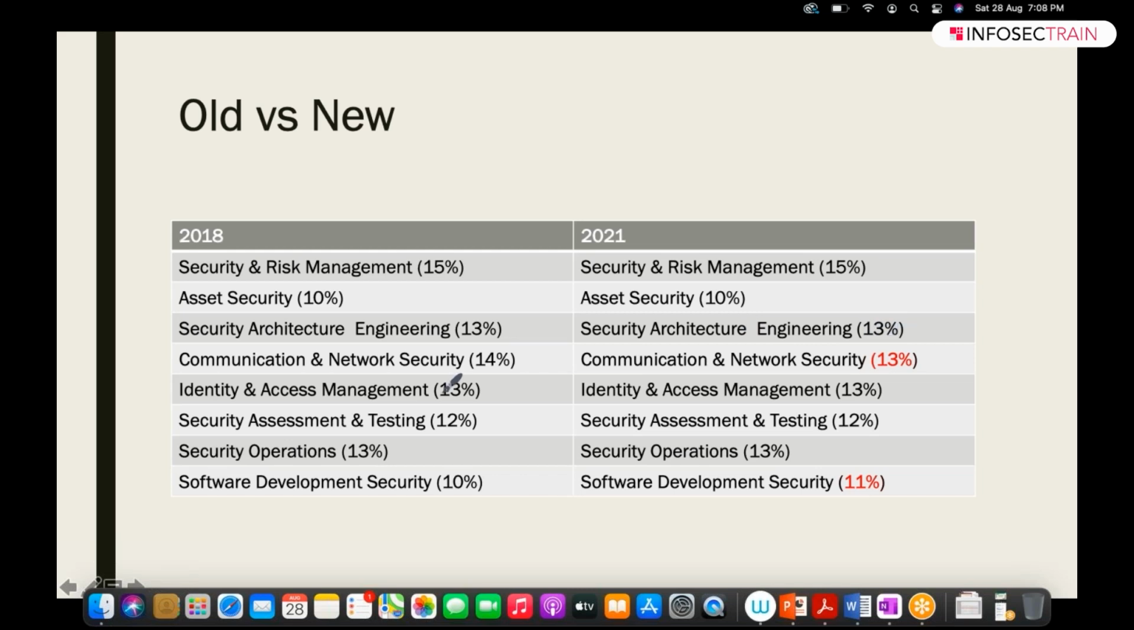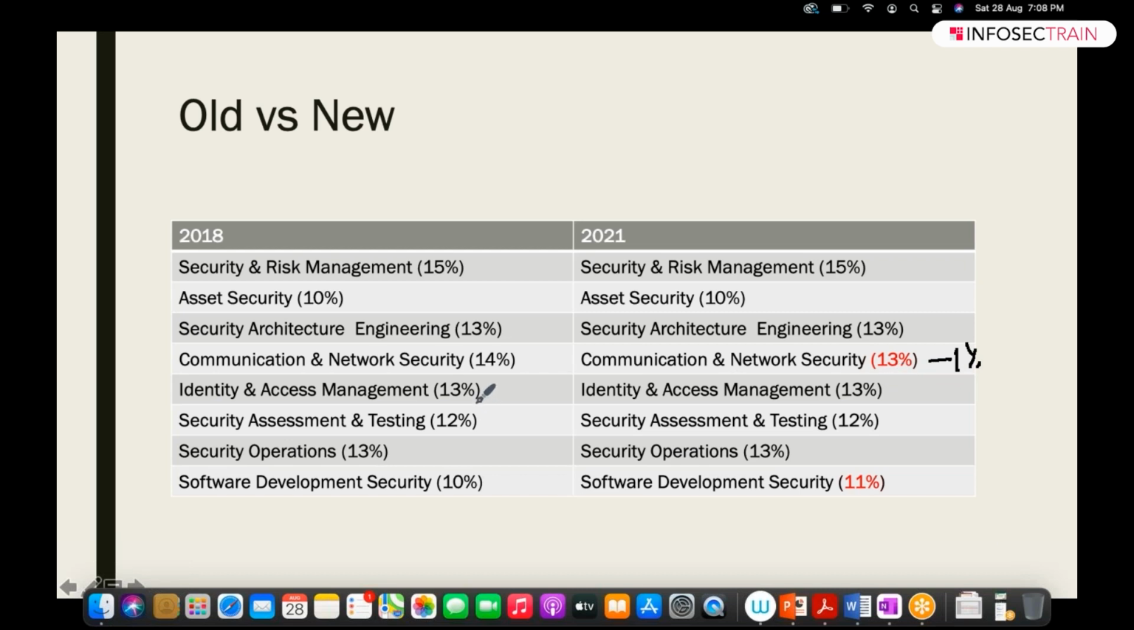Domain 4, which is communications and network security, used to be 14%. Communication and network security has always been a huge domain. It adds up a lot of content and it has been very important as well. However, in the examination outline 2021, they have reduced the weightings of domain 4 by 1%. Okay, so there is a negative 1% in domain 4.